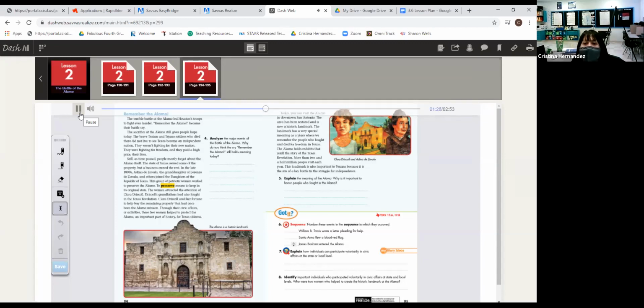The area has been restored and is now a historic landmark. The landmark has a very special meaning as a place where we remember the people who fought and died for freedom in Texas. The Alamo holds exhibits that retell the story of the Texas Revolution. More than 2.5 million people visit each year. This landmark is also important to Texans because it is the site of a key battle in the struggle for independence.